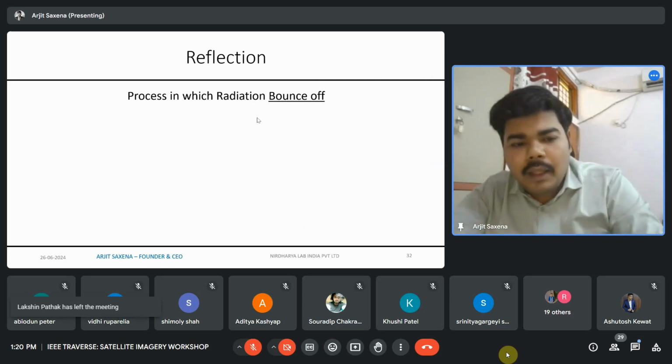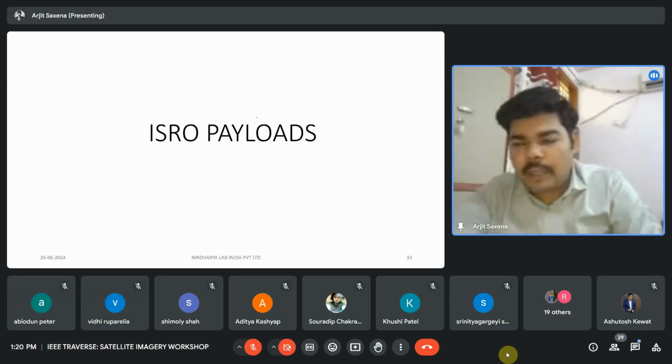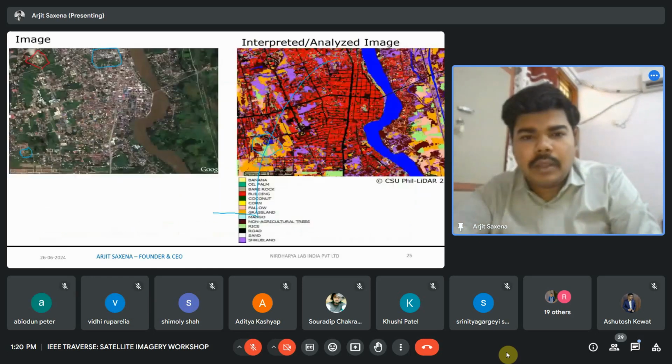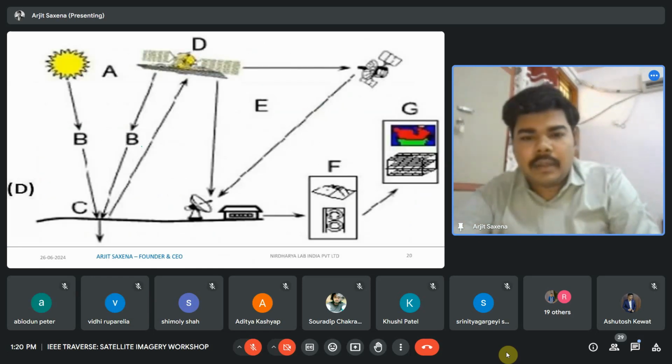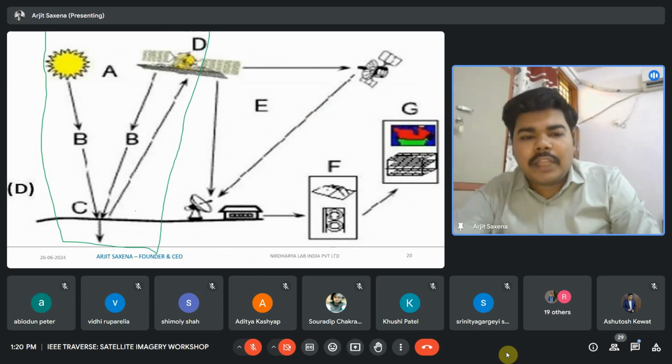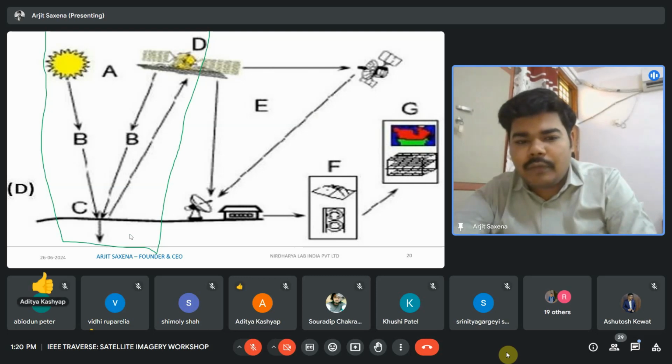Okay, guys, now let's jump on to the ISRO payloads. Interaction with the atmosphere is clear. This particular part till here, everything is clear now. We have discussed the interaction with the atmosphere and the interaction with the target. This is clear to everyone.